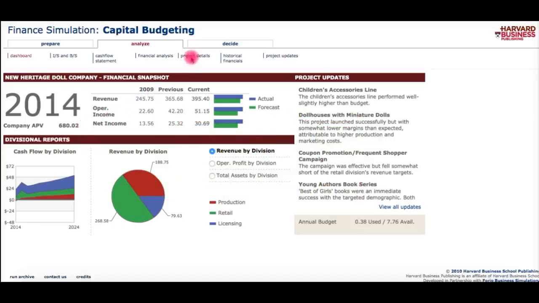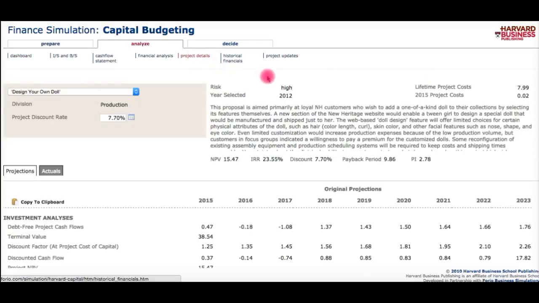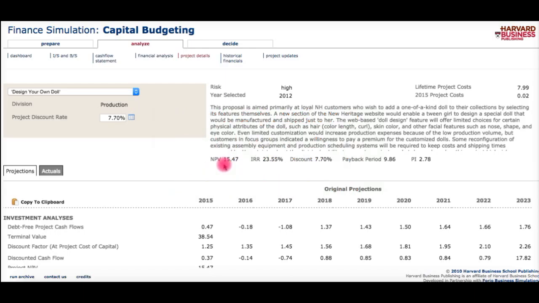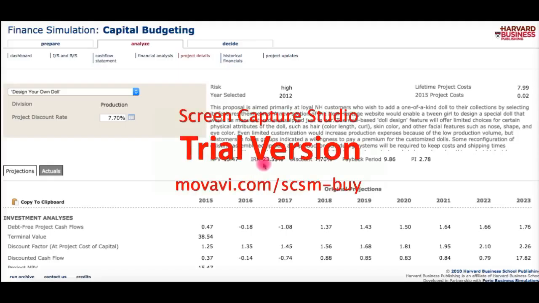So for this simulation, we had to invest in a choice of, I think, 27 different projects, and we had to choose which ones would make our company profitable. The way that I picked mine was by looking at the NPV, which is net present value, and you want that number to be as high as possible because the higher the number, the higher the value it adds to your company. I also looked at the IRR, which is internal rate of return, and you also want that number to be pretty high, and that's just going to add more return to your company on that investment.